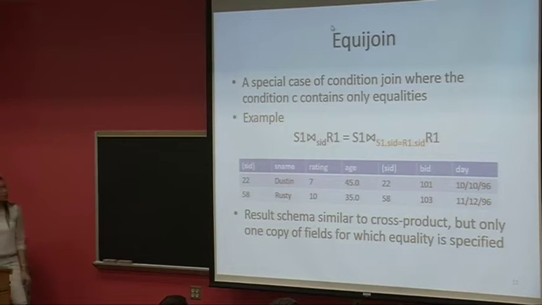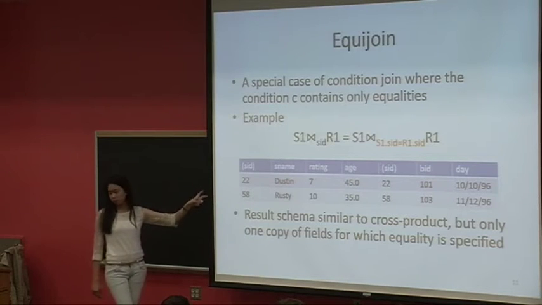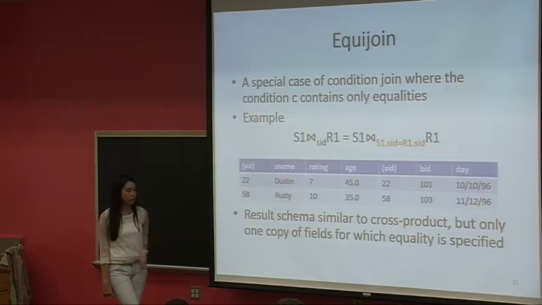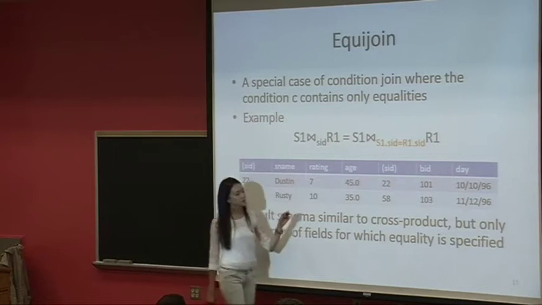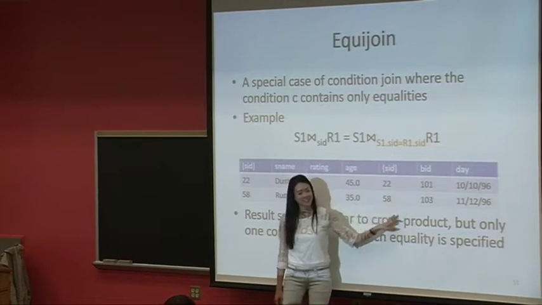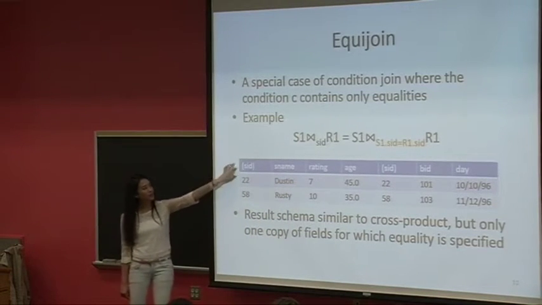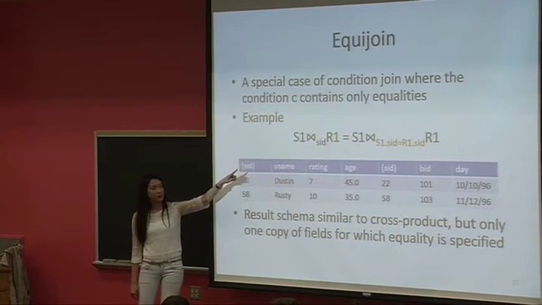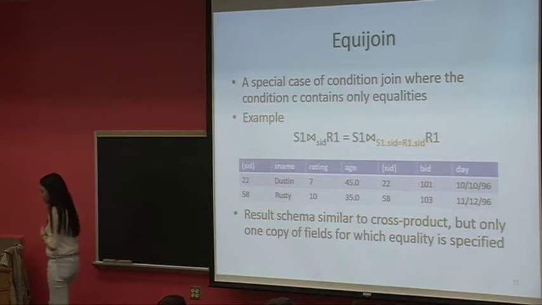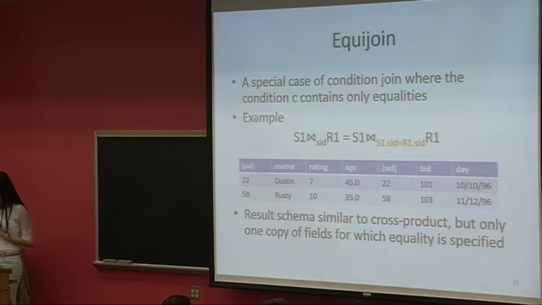Oh, so here I made a mistake. So the result schema will be similar to the one of cross product, but it only keeps one copy of the field for which equality is specified. So actually, cross that out. This won't be here, okay? So if you do equijoin, they will only keep one field that you specify to do the equality comparison. So it's similar to the cross product schema, one field different. So that's for equijoin.